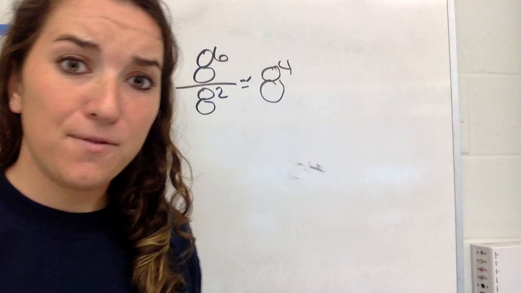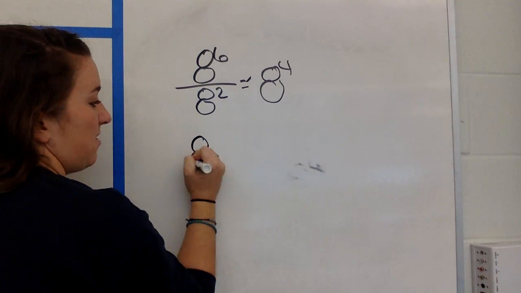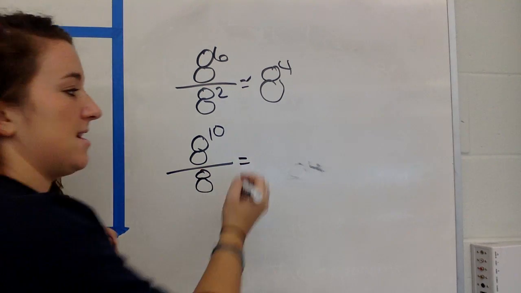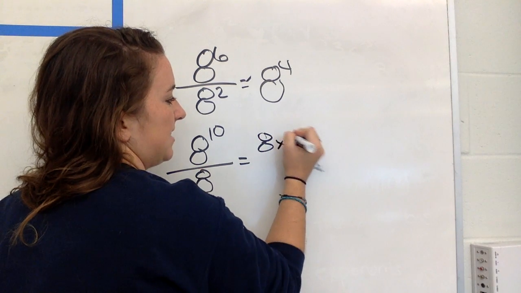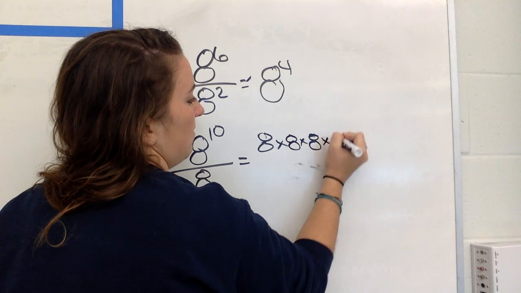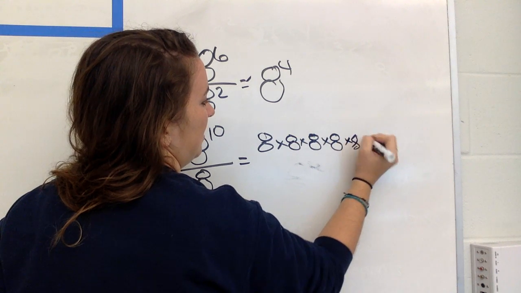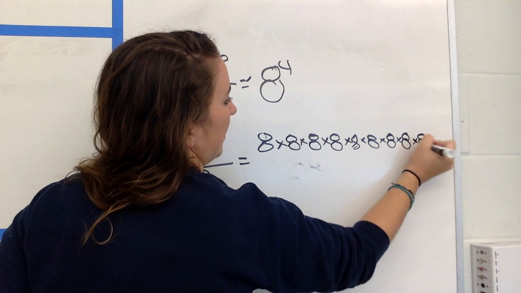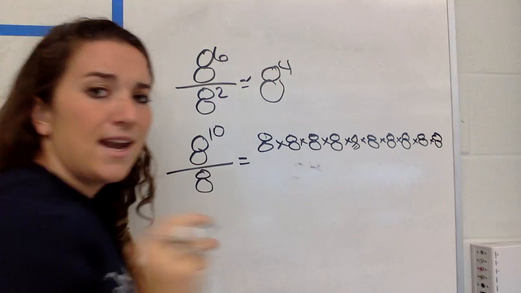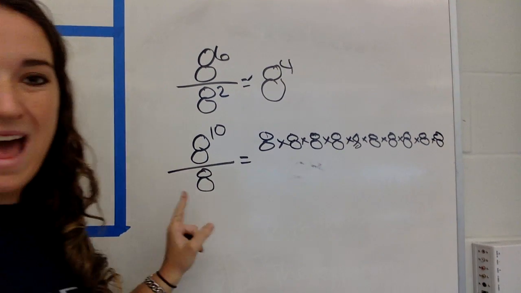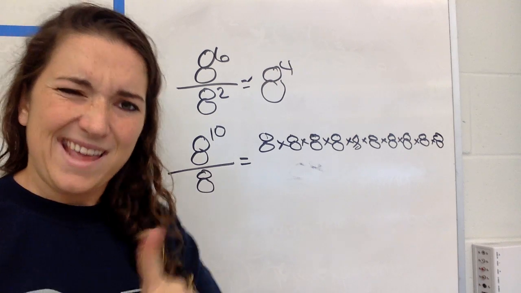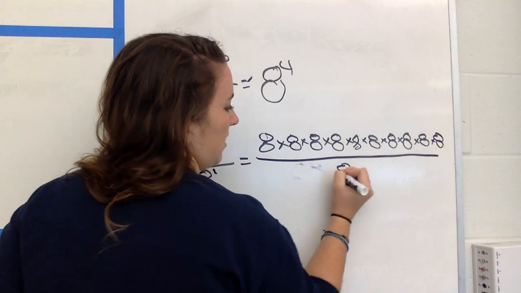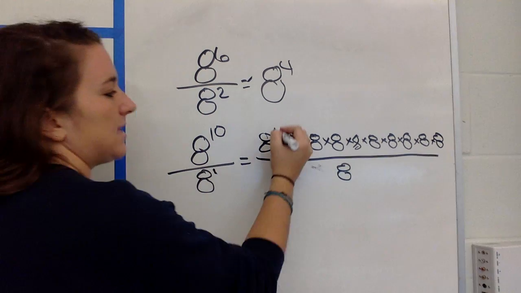Now let's try our second one. For the second one, we have 8 to the 10th power over 8. Again, it's telling me to expand it. So I have 10 eighths on top. 4, 5, 6, 7, 8. And then down here, I don't have an exponent. So how many eighths do I have on the bottom? Yeah, I just have 1. So you can write your exponent as 1, which means that I could only cross out 1.